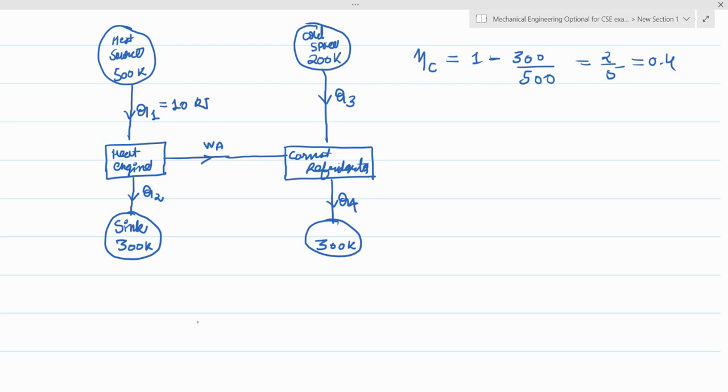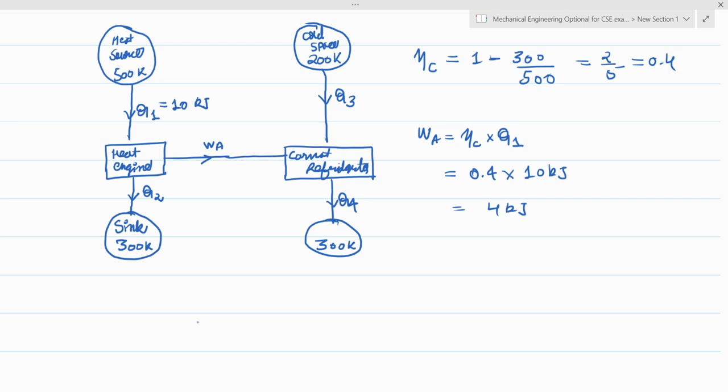Now we have been given the value of Q1, so we can find out the W that is done by the heat engine. So WA is equals to efficiency of the heat engine multiplied by the Q1 that is supplied to the heat engine, that is equals to 0.4 multiplied by 10 kilojoules, that comes out to be 4 kilojoules. Now we have found the work that is done by the heat engine, and as said in the question, this whole work is applied to this Carnot refrigerator. So this whole work is done on the Carnot refrigerator.